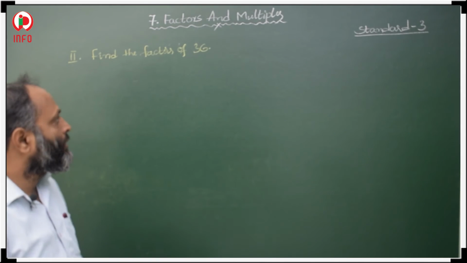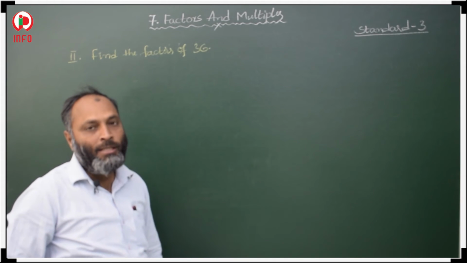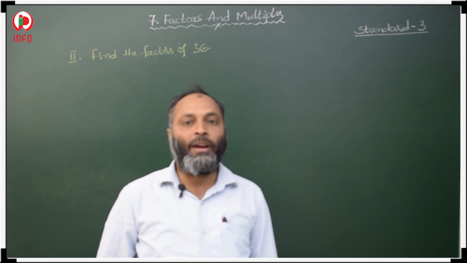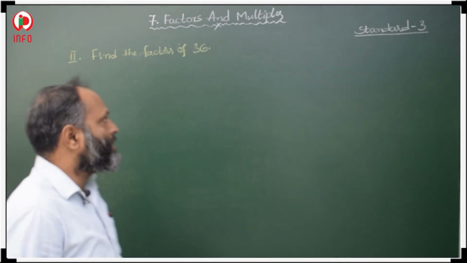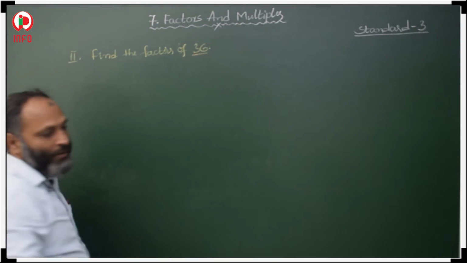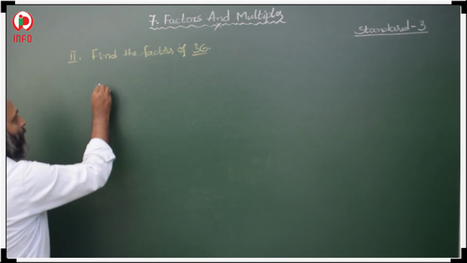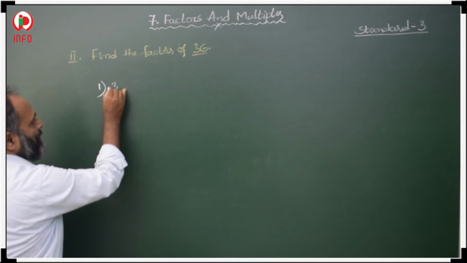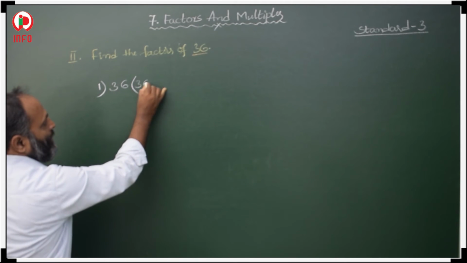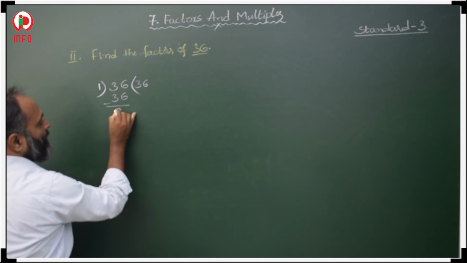Now, next, in the second bit, find the factors of 36. She is asking to find the factors of 36. How to find factors of 36? First, we have to divide 36 with 1. 1 divides 36. 1 36s are 36. Same number minus same number, remainder is 0.